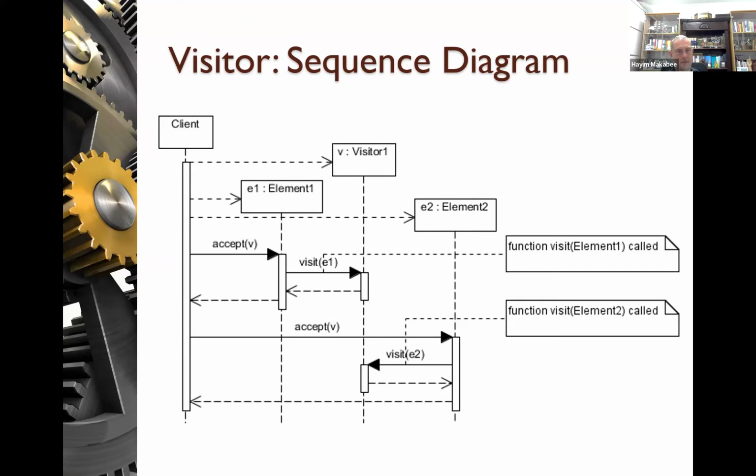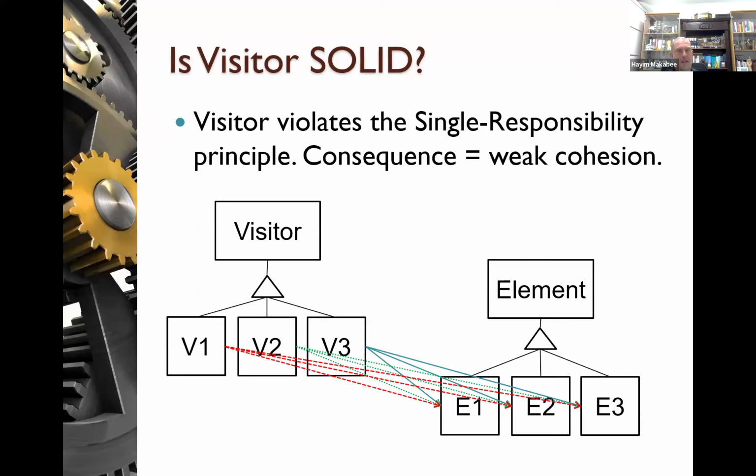I think no, because this is one action, visit element, and we have two implementations. Yes, there is no dynamic binding. There is no polymorphism. See what happens. The visitor violates the single responsibility principle.